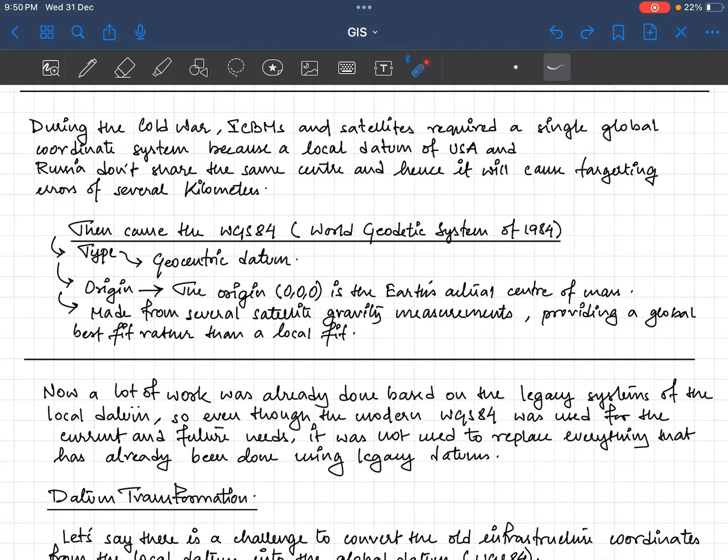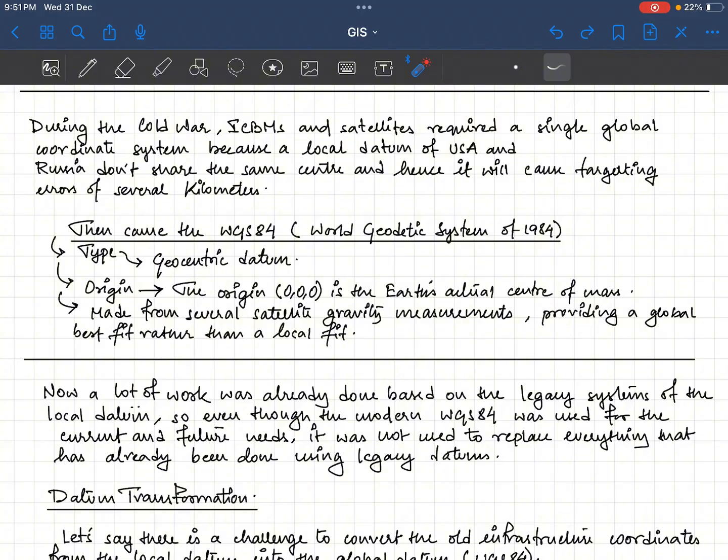Now what happened was, in the Cold War, intercontinental ballistic missiles were being used. So earlier people were more concerned about how to define their own country's geometry in the best possible manner. But now they also need to know the geometries of their enemy countries or enemy nations.